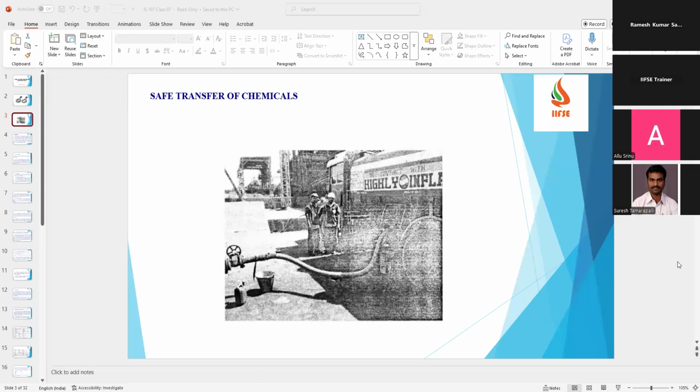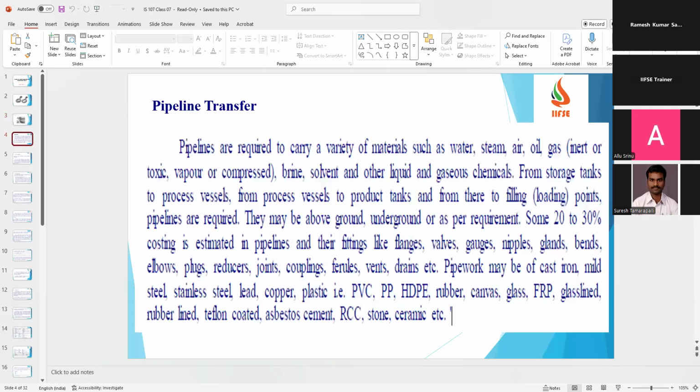I got another answer, using HDPE. Fine. So here they are unloading the chemical from a tanker. Pipeline is one of the means of transportation of a chemical. I think pipeline infra is the best example for these cases.